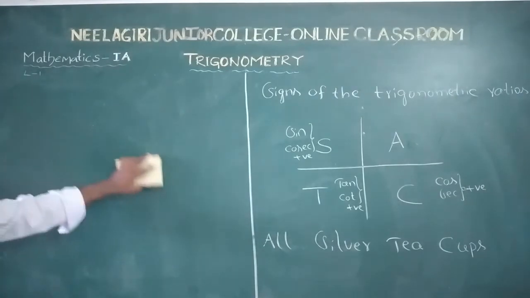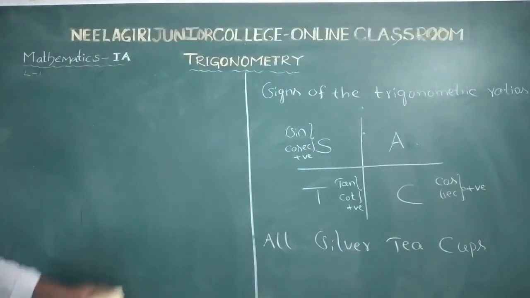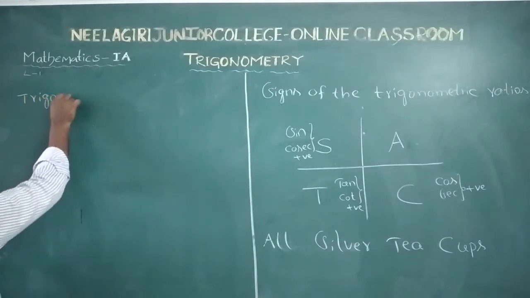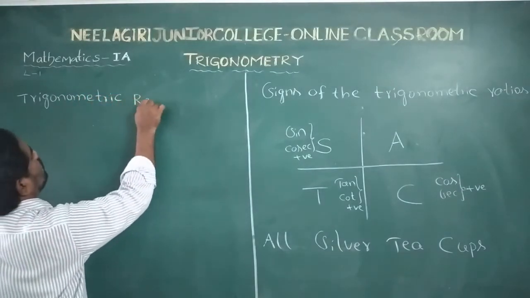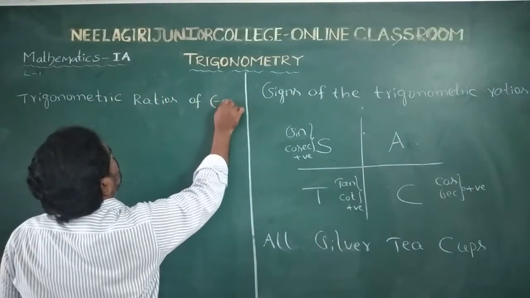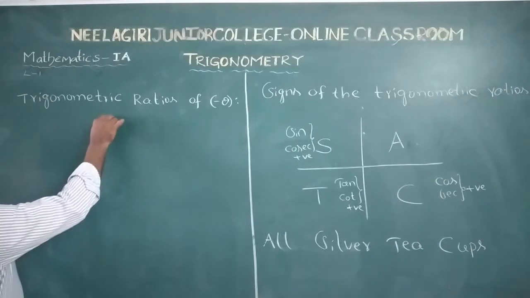Okay, one more important thing here. We are going to see how we take the trigonometric ratios of minus theta. Let us see how we take the trigonometric ratios of minus theta, which are like this.